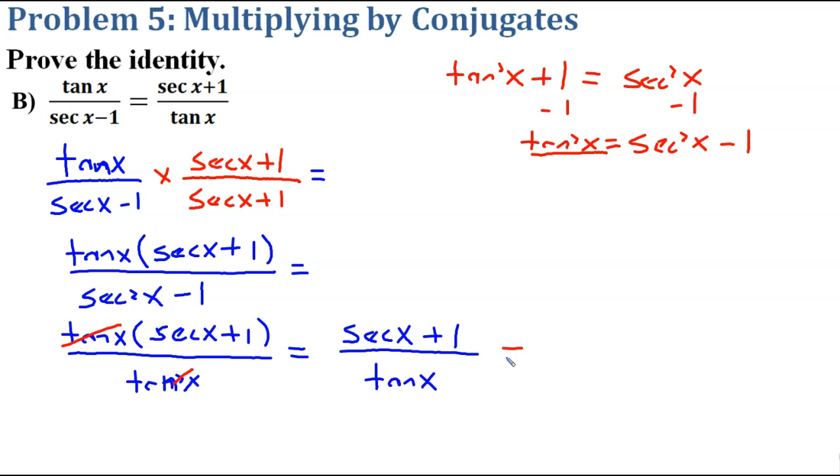Now I could keep going, keep rearranging that, maybe come up with something different, but I know I'm done because I got to the right side of the identity. I got to what I was trying to prove. Okay, that's how I know that's all I have to do here.